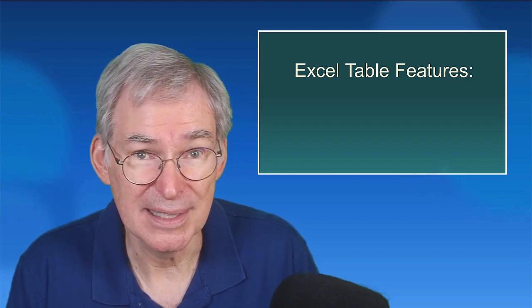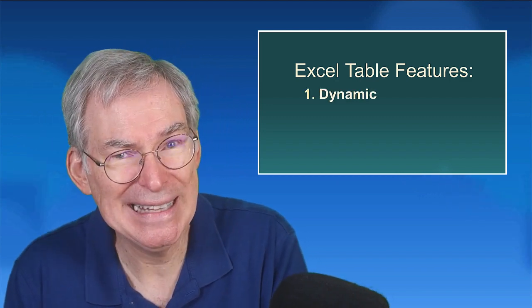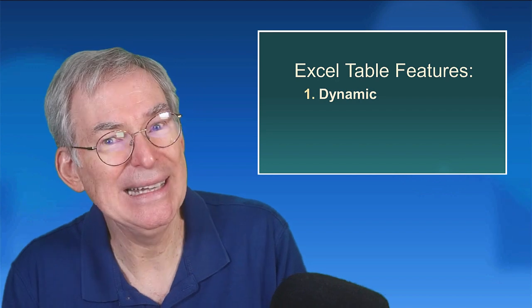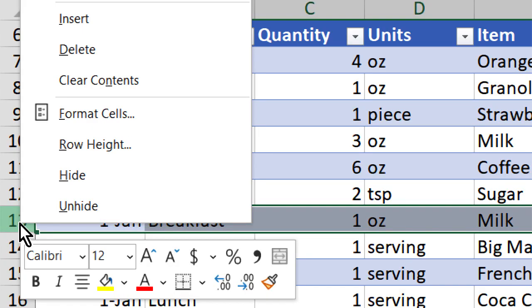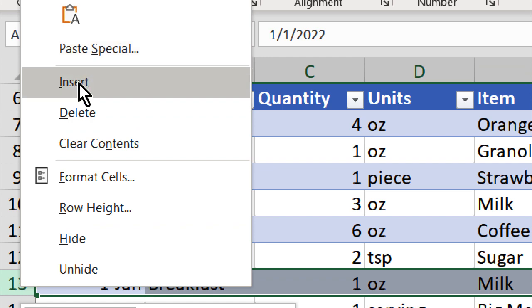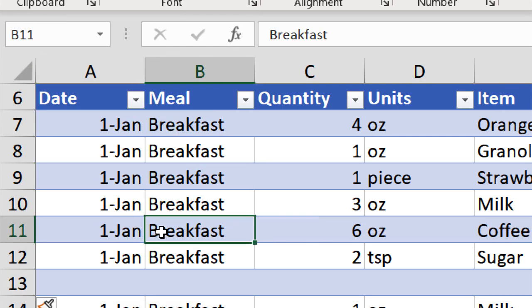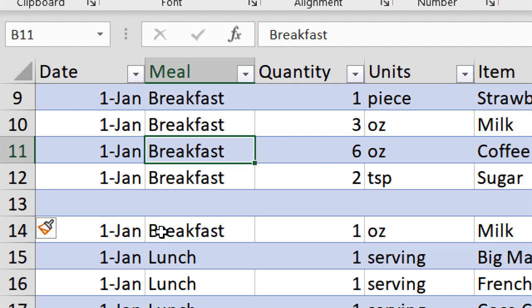One of those features is that the Excel tables are dynamic. They will automatically increase in size as we add data. If we right-click one of the row numbers and choose to insert a row and then click another row to see what that new row looks like, look at that. The banded formatting automatically adjusts so that it's always light, dark, light, dark.